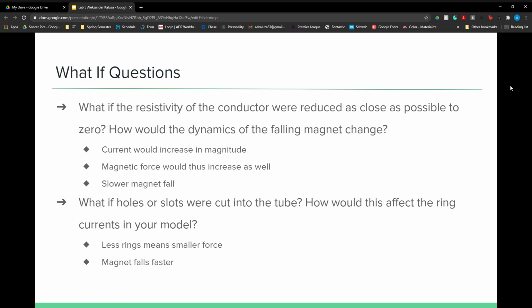Some what if questions. If the resistivity of the conductor were reduced as close as possible to 0, this would increase the current and the magnetic force, and the magnet would fall slower. And if there were slots in the tube, this would mean there was less rings in the tube and means smaller force, which means the magnet would fall faster.